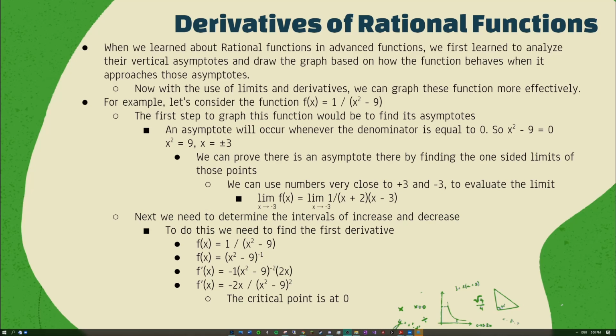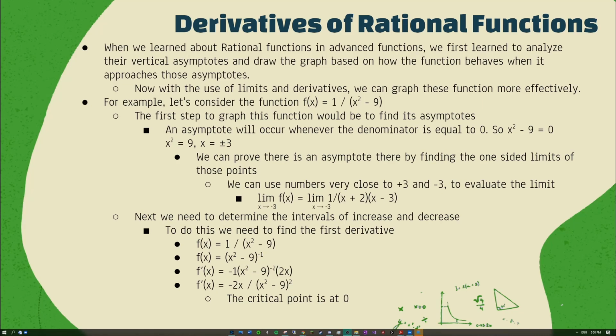So now that we know our vertical asymptotes, we need to actually determine the intervals of increase and decrease. Luckily for us, we learned how to do that in chapter 3.2, right? That was our first derivative.